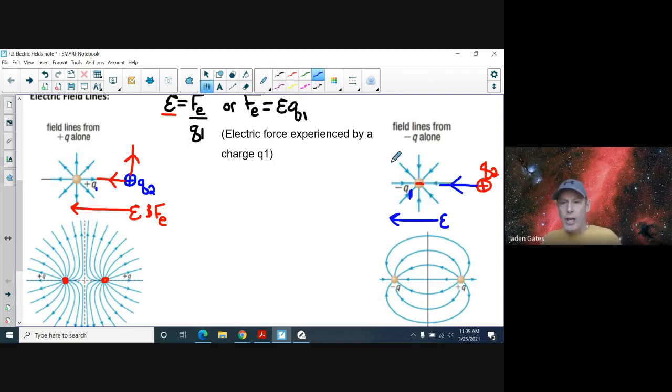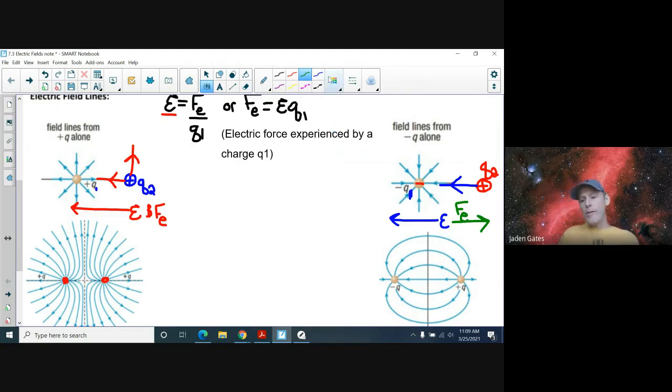But guess what, though? Things change a little bit here. Q1 here is negative. Q2 is positive. So the force experienced by Q1 is in the opposite direction because they are attracted. Opposites attract. So this time, the electric force that Q1 is going to experience goes to the right. All right, so there is a difference there.